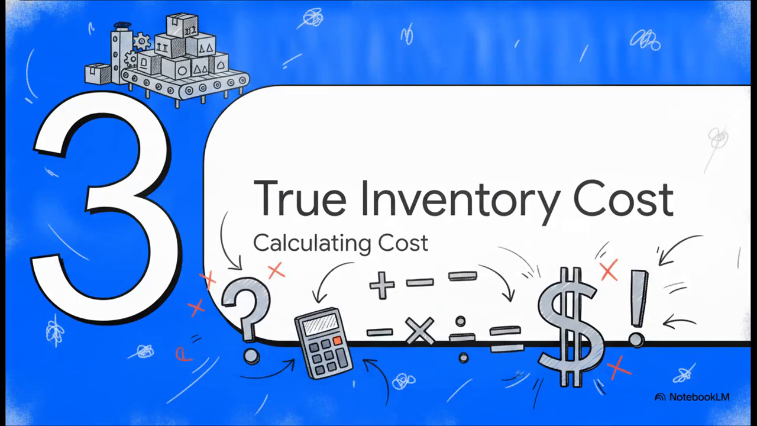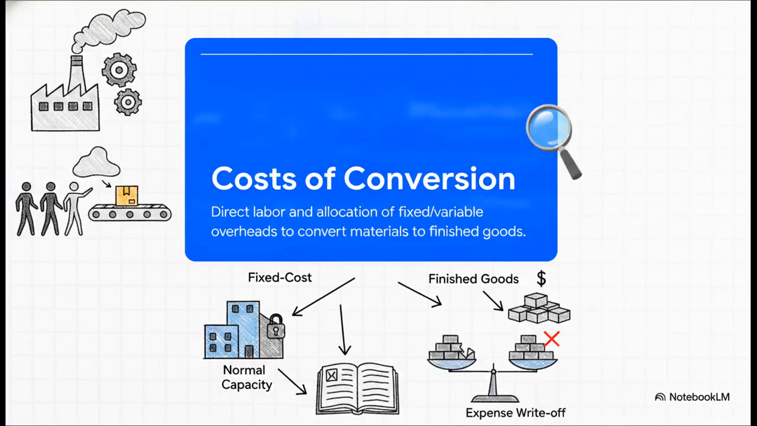Section 3. Calculating true inventory cost. Moving along the product life cycle, once we actually know we have inventory, we need to calculate its exact initial cost without making any critical errors. Let's talk about the costs of conversion. When you're transforming raw materials into finished goods, your cost is obviously a lot more than just the materials themselves. You have to include direct labor and a systematic allocation of your production overheads.